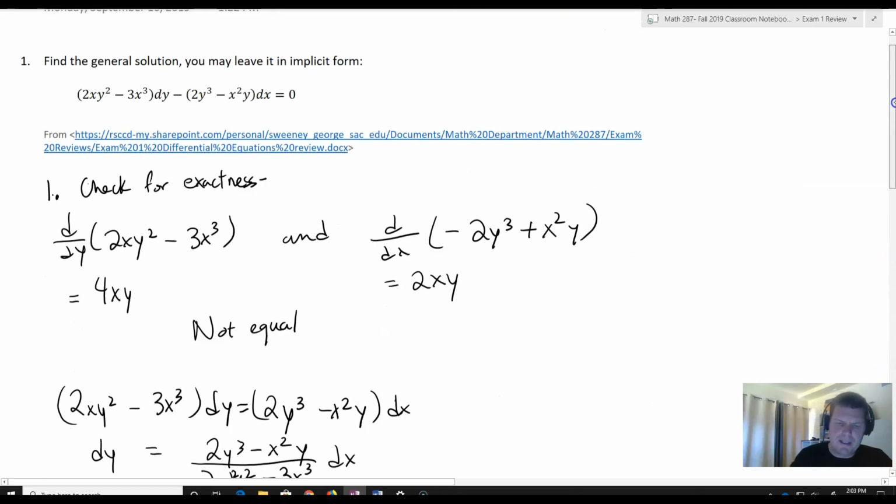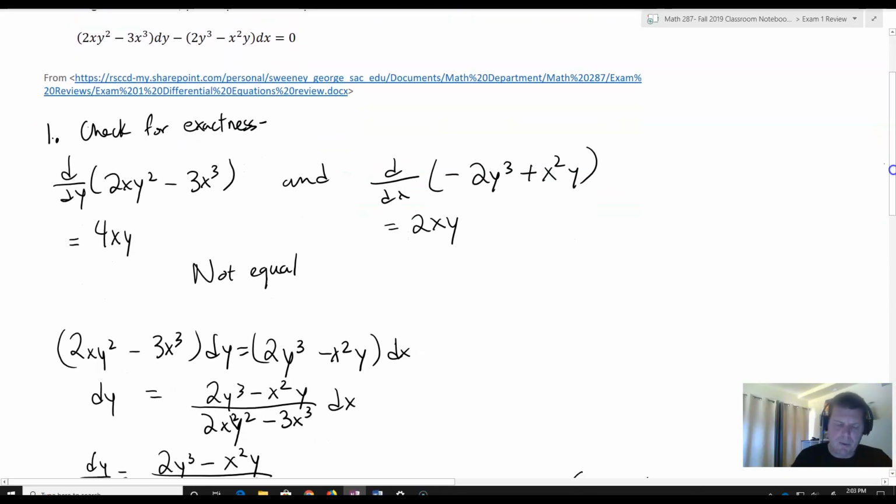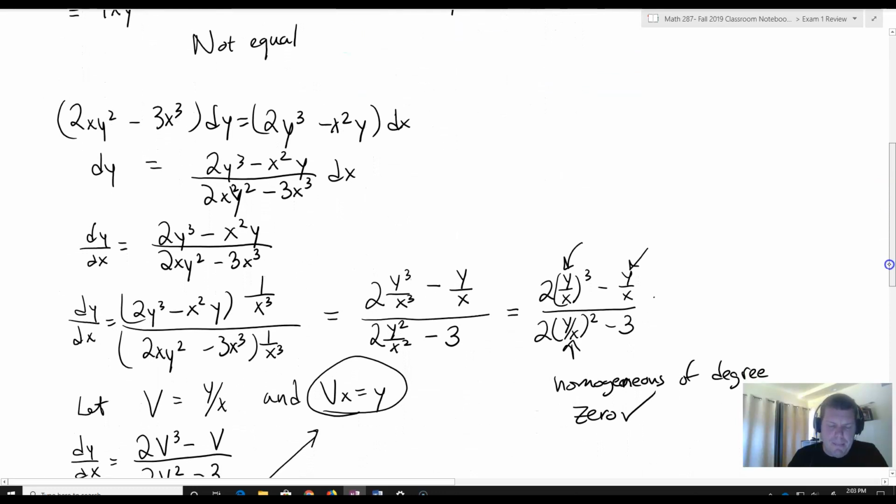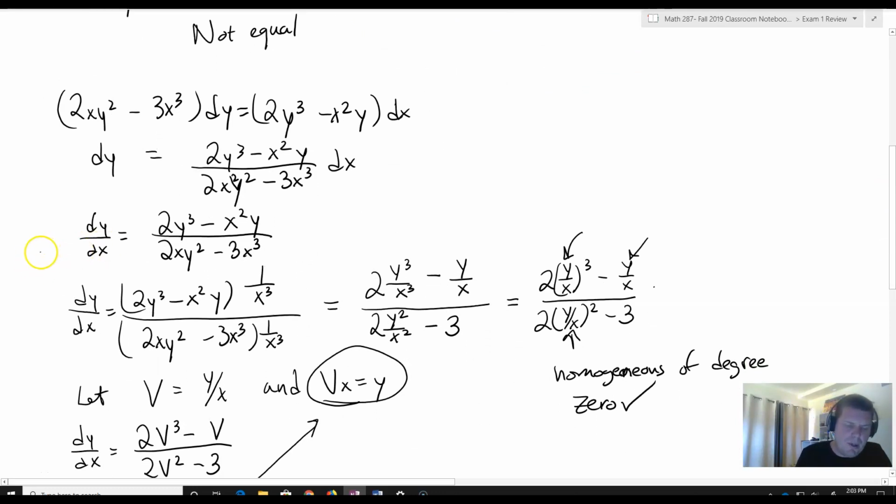Well, the first thing that I did was check for exactness because it looked like it might be exact. I was like, hey, that's kind of how they draw exact stuff. But it turned out it wasn't. Since it wasn't exact, I also noticed that my highest power of y and my highest power of x were both the same power. That indicated to me that maybe I could use a change of variables, that I had a homogeneous degree 0 differential equation. So I manipulated the differential equation to check for it to be homogeneous of degree 0.